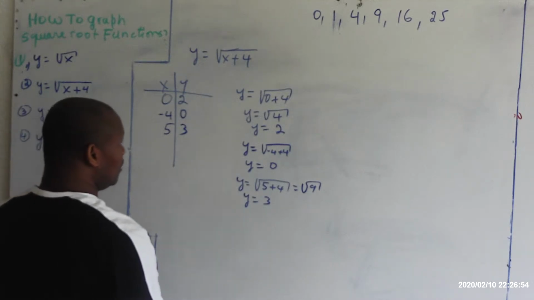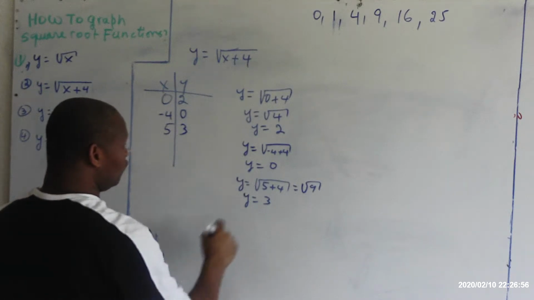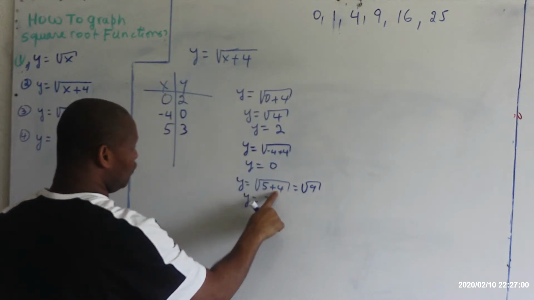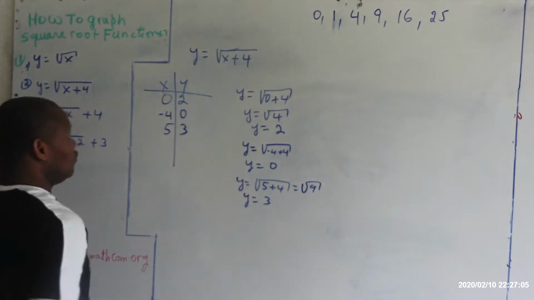Let me repeat. If I put 5 right here, I replace x by 5. So 5 plus 4 will be 9. Square root of 9 will be 3. That's why I have 3 right here.